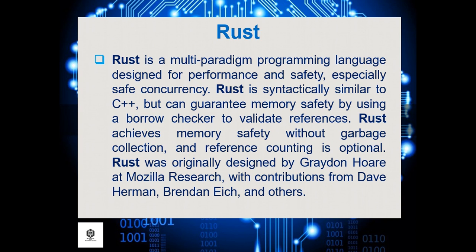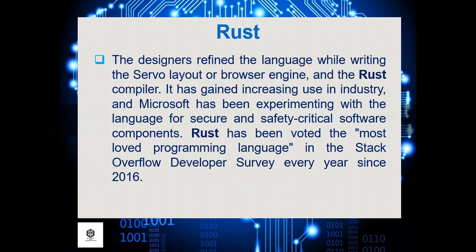Rust was originally designed by Graydon Hoare at Mozilla Research, with contributions from Jason Orendorff, Brendan Eich, and others. The designers refined the language while writing the Servo layout or browser engine and the Rust compiler. It has gained increasing use in industry, and Microsoft has been experimenting with the language for secure and safety-critical software components. Rust has been voted the most loved programming language in the Stack Overflow Developer Survey every year since 2016.